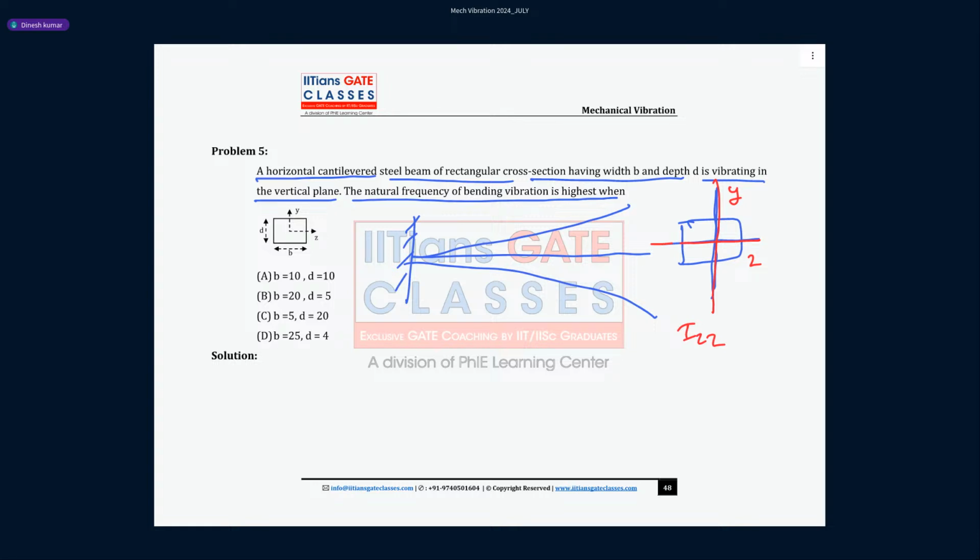Izz. Now guys, we already know the natural frequency for a beam. It is proportional to what? It is proportional to under root EI by rho A L square. It's always like this, L power 4, not L square. If you take it inside the root, it is L power 4. If you take it outside, then it is 1 upon L square into under root EI by rho A.